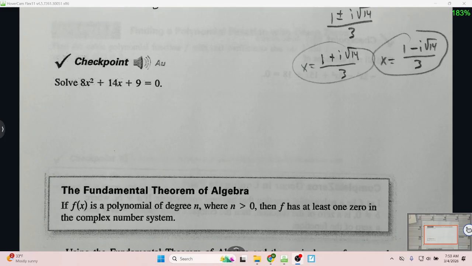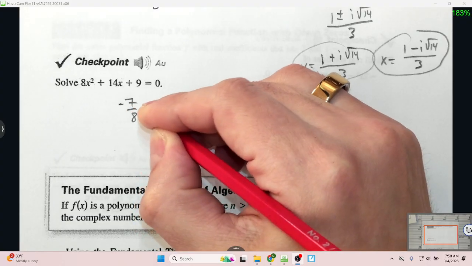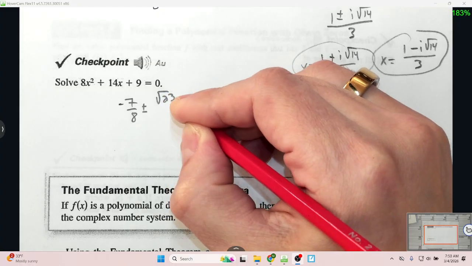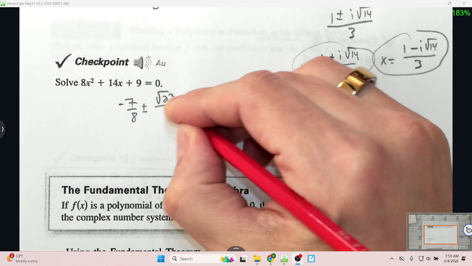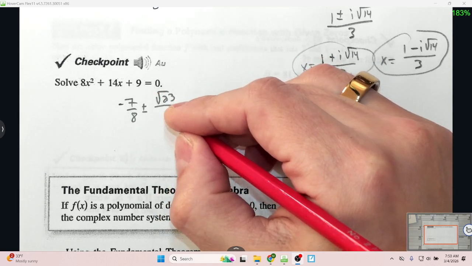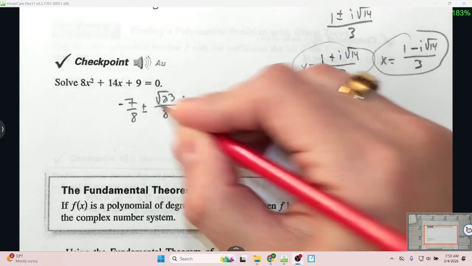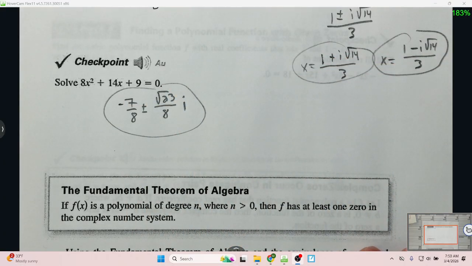All right, so hopefully you paused the video and you tried that. The answer for this came out to, I believe, -7 over 8 plus or minus root 23. I like to put the i in front of it. That's just me. But the book put it as root 23 over 8, and then they put the i here. Of course, you can put the i right there if you want. So these are your two answers for x. Hopefully that's all right.